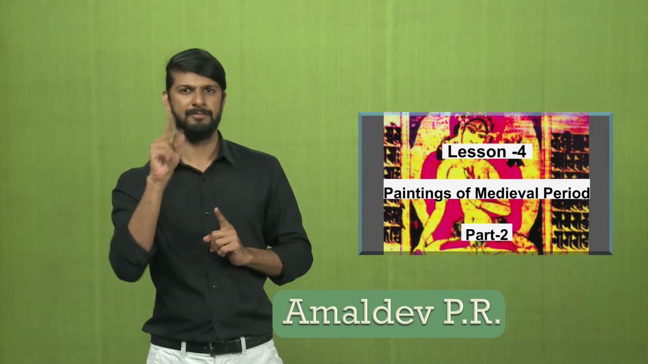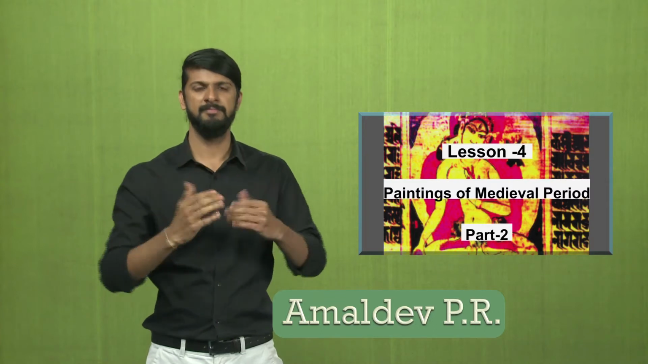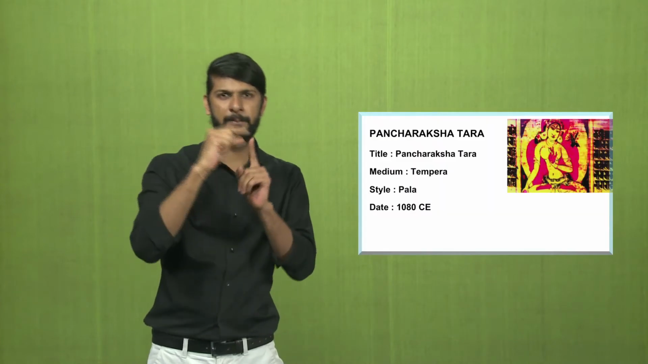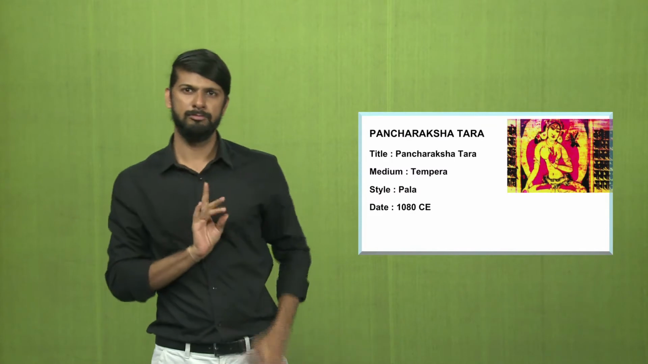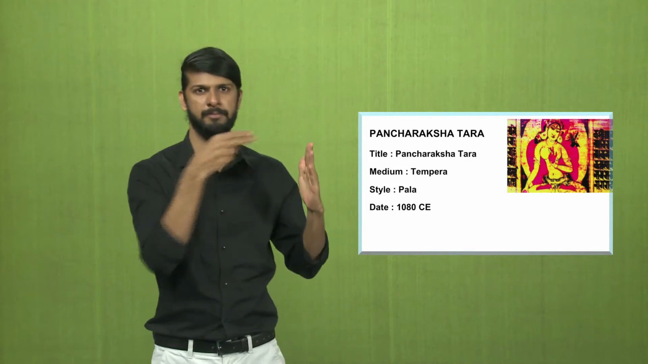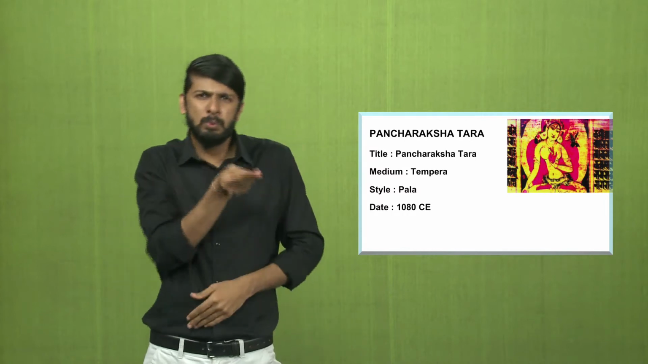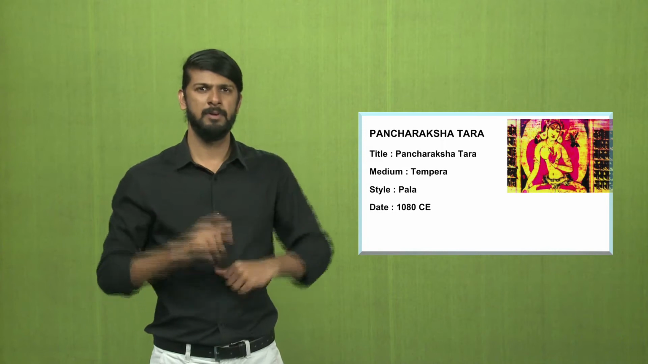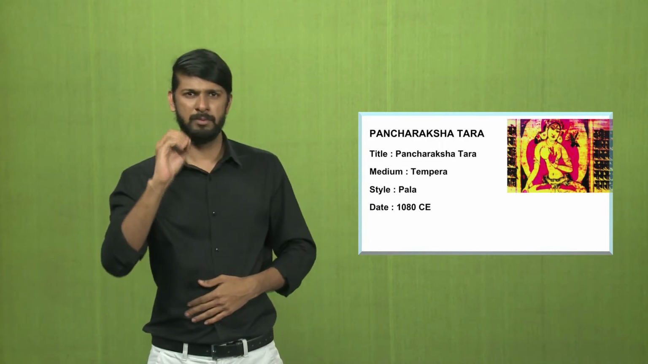This is lesson 4 part 2. Now we learn about the first painting. The title of the first painting is Pancharakshatara. The medium is tempera. Style is Pala, that developed during the Pala dynasty in Bengal, and the style from that time. The date is 1080 CE or AD.